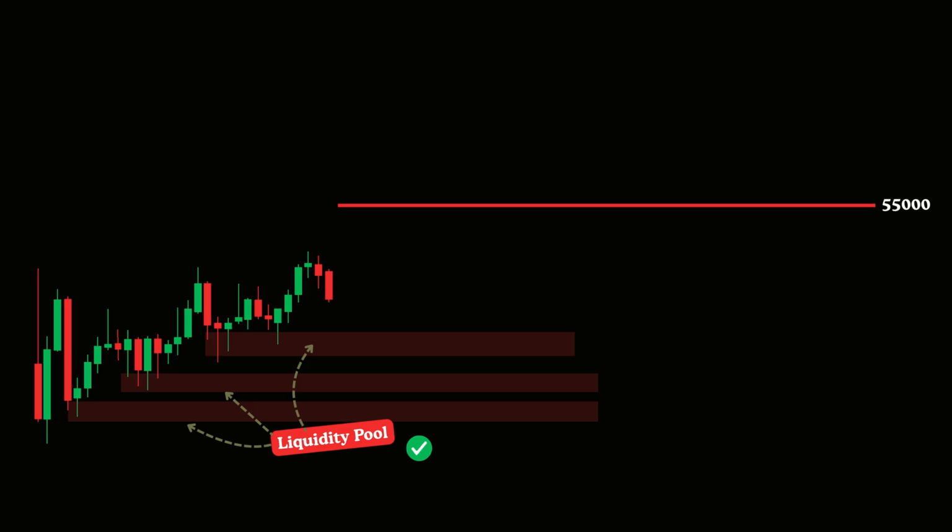As the price approaches this psychological level, many of these buyers start exiting their positions, adding selling pressure to the market. Those who entered long positions near the highs, expecting a breakout above 55,000, also begin closing their trades. This chain reaction causes a rapid decline below the higher level.